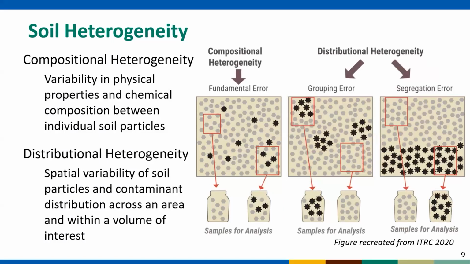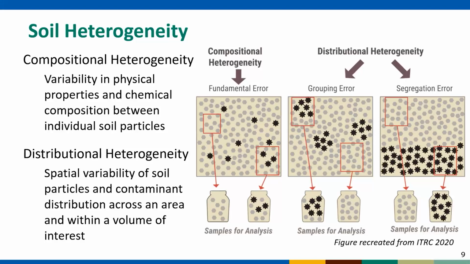Sticking with soil, let's dig deeper into the concept of heterogeneity and how it affects sampling results. There are 2 types of heterogeneity to consider for soil. Each type results in different errors. The first is called compositional heterogeneity, which refers to the variability in the physical properties and chemical composition between individual soil particles. The idea here is that particles are of varying sizes, shapes, and types, not evenly distributed throughout a given volume of soil. This results in something called fundamental sampling error, which is illustrated in the figure on the left side of the slide.